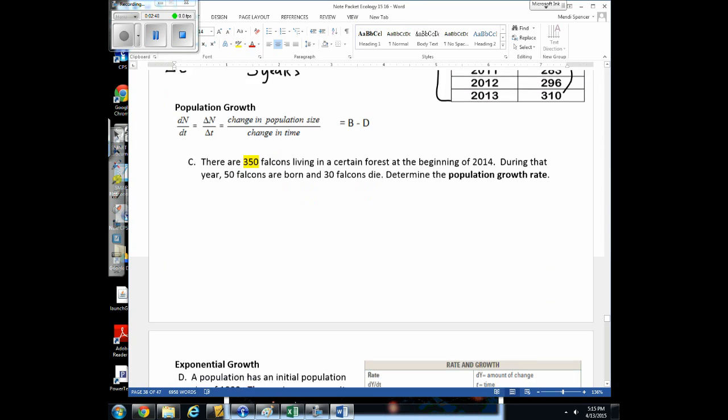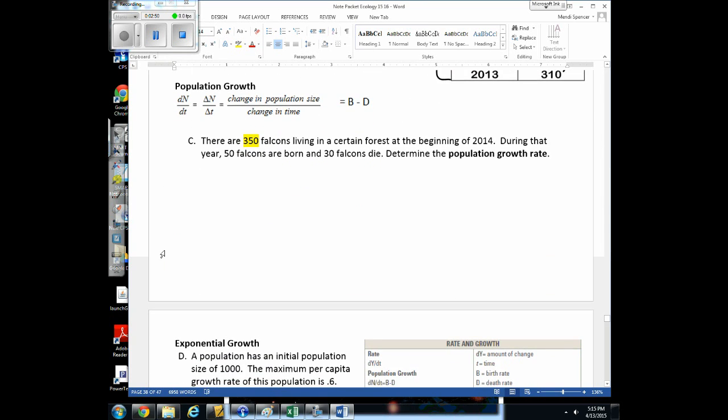That third equation is just showing you that you can calculate rate, again, change in number over the change in time, by determining births minus deaths. Example C, it says you have 350 falcons in a forest. During that time, 50 falcons are born and 30 falcons die. Determine the population growth rate.